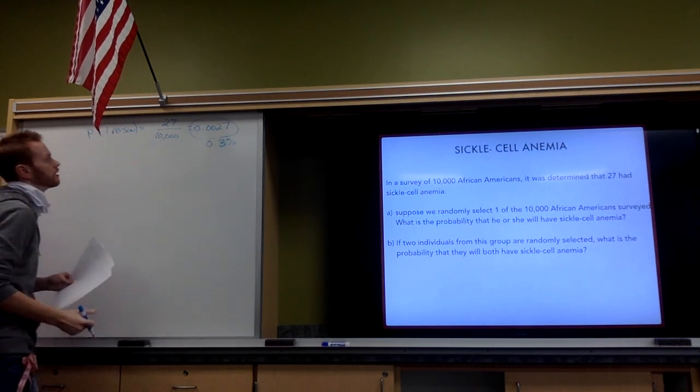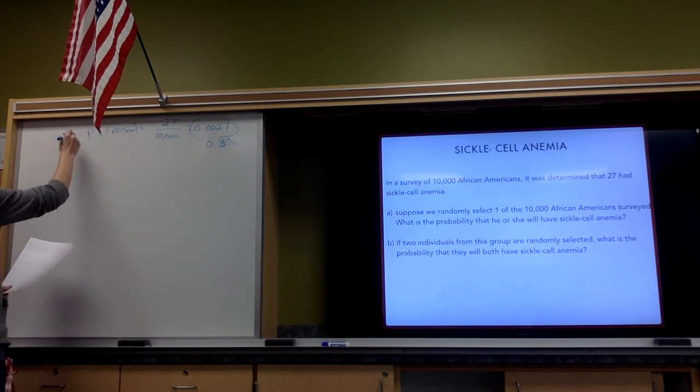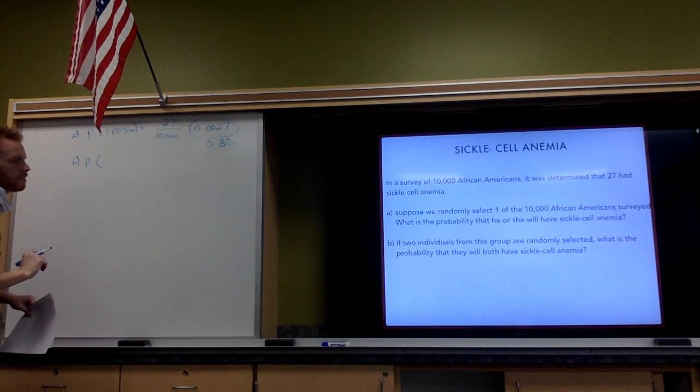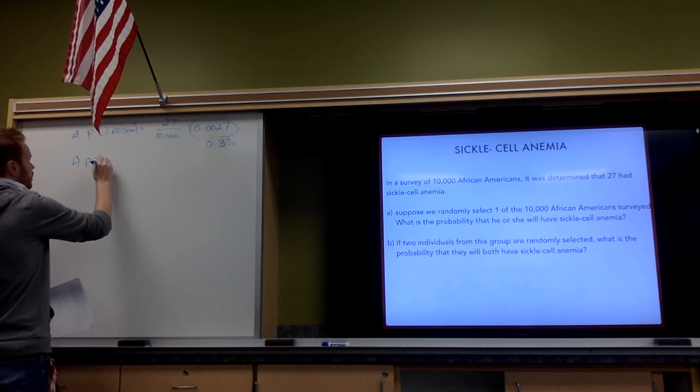Okay. Something along those lines. Not very likely. I mean, 27 out of 10,000. That's for you to select one of them. Yeah, large sample space. Now we're going to make a comparison. Look at Part B. Part B says what's the probability that 2 individuals from this group are selected. Okay, so we got 2 people.